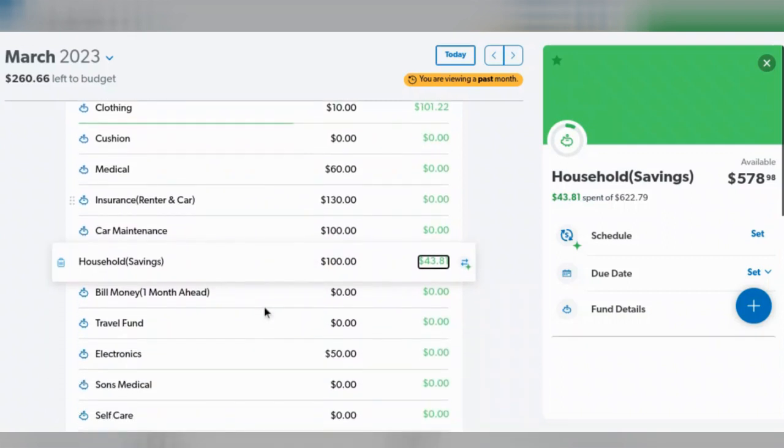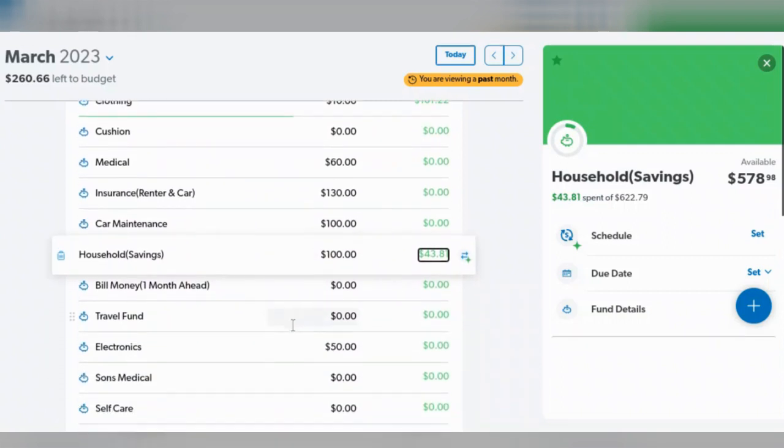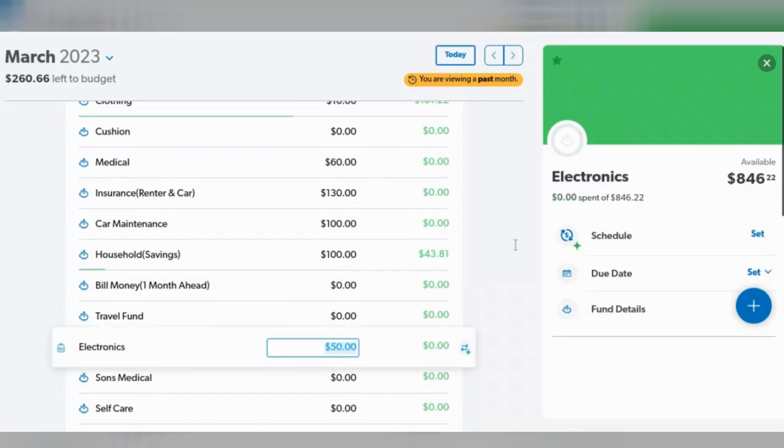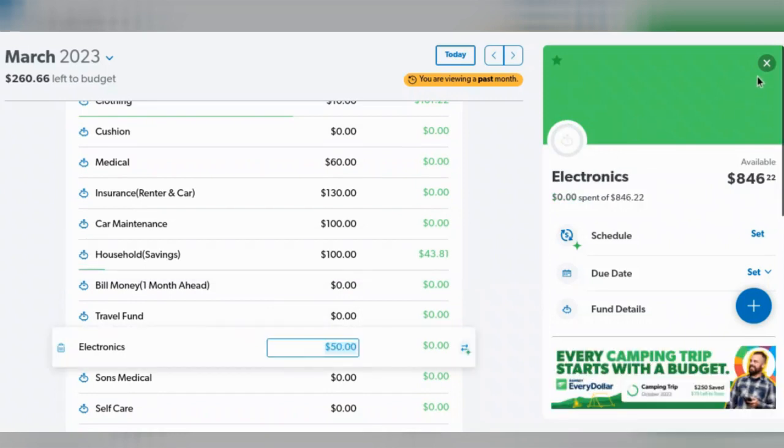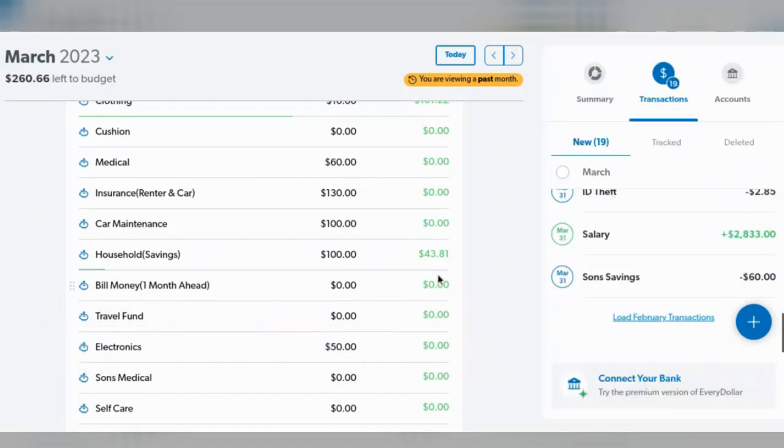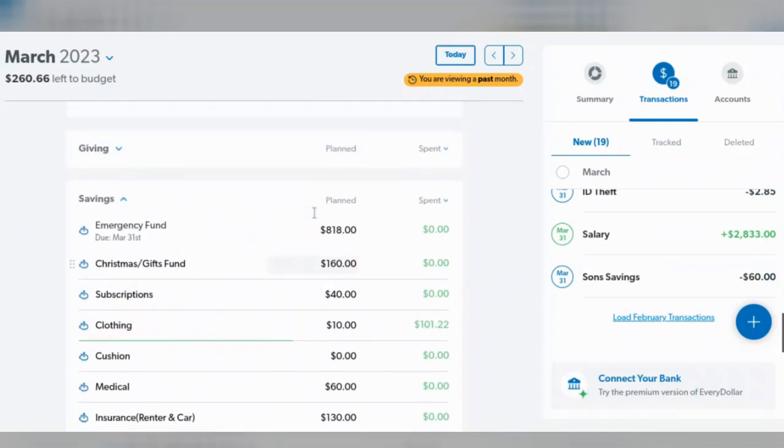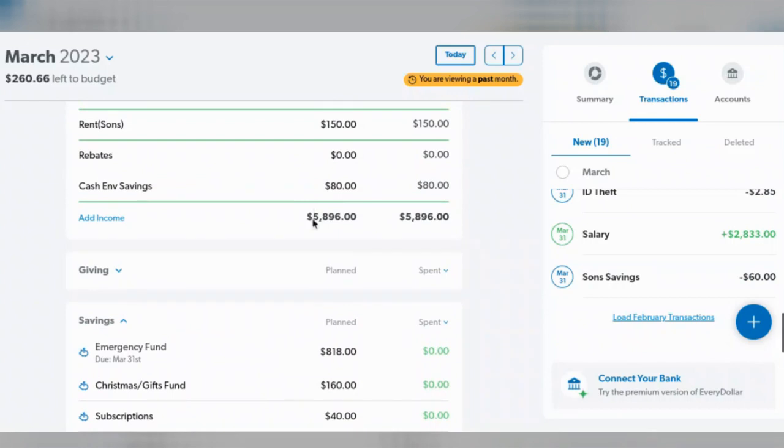There we go. And electronics is 50. So I'm up to 846 for a new cell phone. I need a new laptop too. Oh, I haven't been paying attention. I got real scared all of a sudden. I was like, oh snap. I forgot I'm not connected to my Wi-Fi.